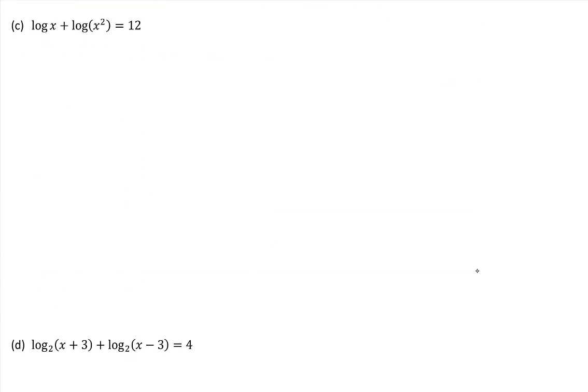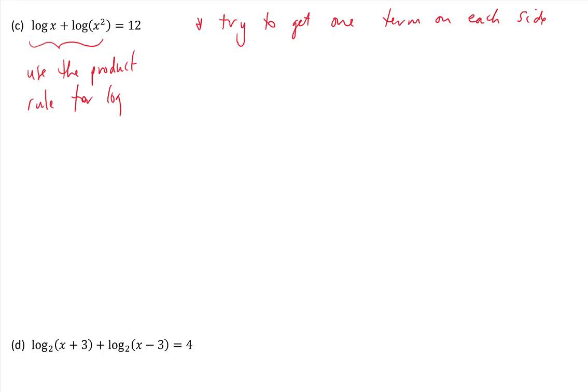C. Notice we have two terms on one side, and again, to solve logarithmic or exponential equations, we need to try to get one term on each side. So to bring these two terms together, we're going to use the product rule. Remember, the product rule for logarithms states that if we have addition, we multiply the inside of each. So we have x times x squared, and that's equal to 12. So we have the log of x cubed is equal to 12.